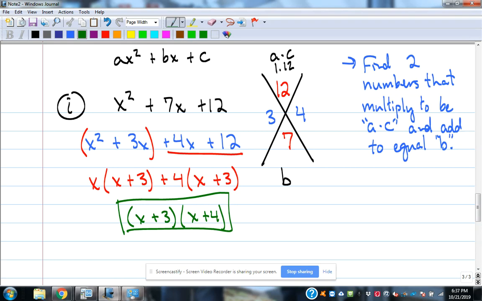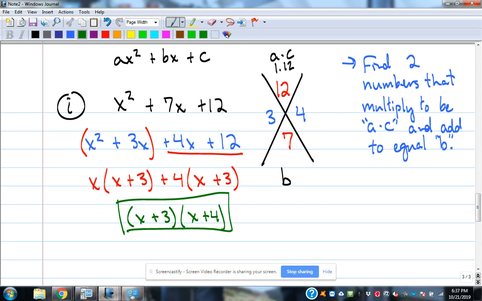On this step right here, it doesn't matter what order you put those two in there. If you put 4x first and then 3x, at the end of the problem, it's still going to be the same two factors. It'll just kind of look different in between. Okay? So you can do 3x and 4x, or you can do 4x and 3x. It doesn't matter in the middle. You're going to work out the same at the end. Let's look at another one.